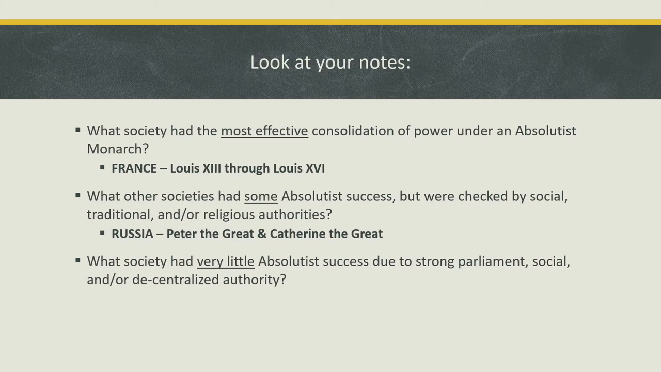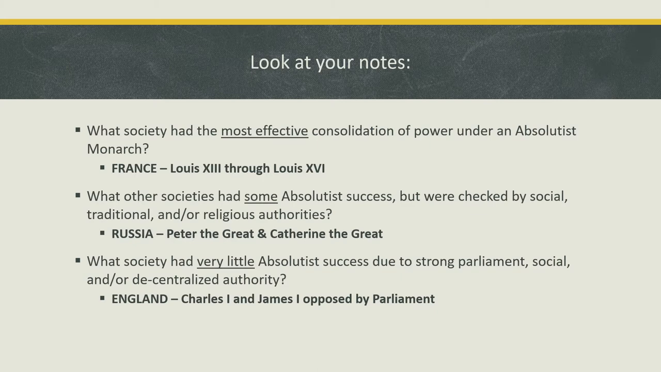What society had very little absolutist success, and that, of course, is England. England had a very virulent reaction to attempts to consolidate kingly authority, particularly in Charles I. That's the English Civil War that happens in the 1600s. And then, of course, James II, after the restoration of the monarchy, attempts to bypass the authority of Parliament. It leads to a quasi second war, what is often referred to as the Glorious Revolution.